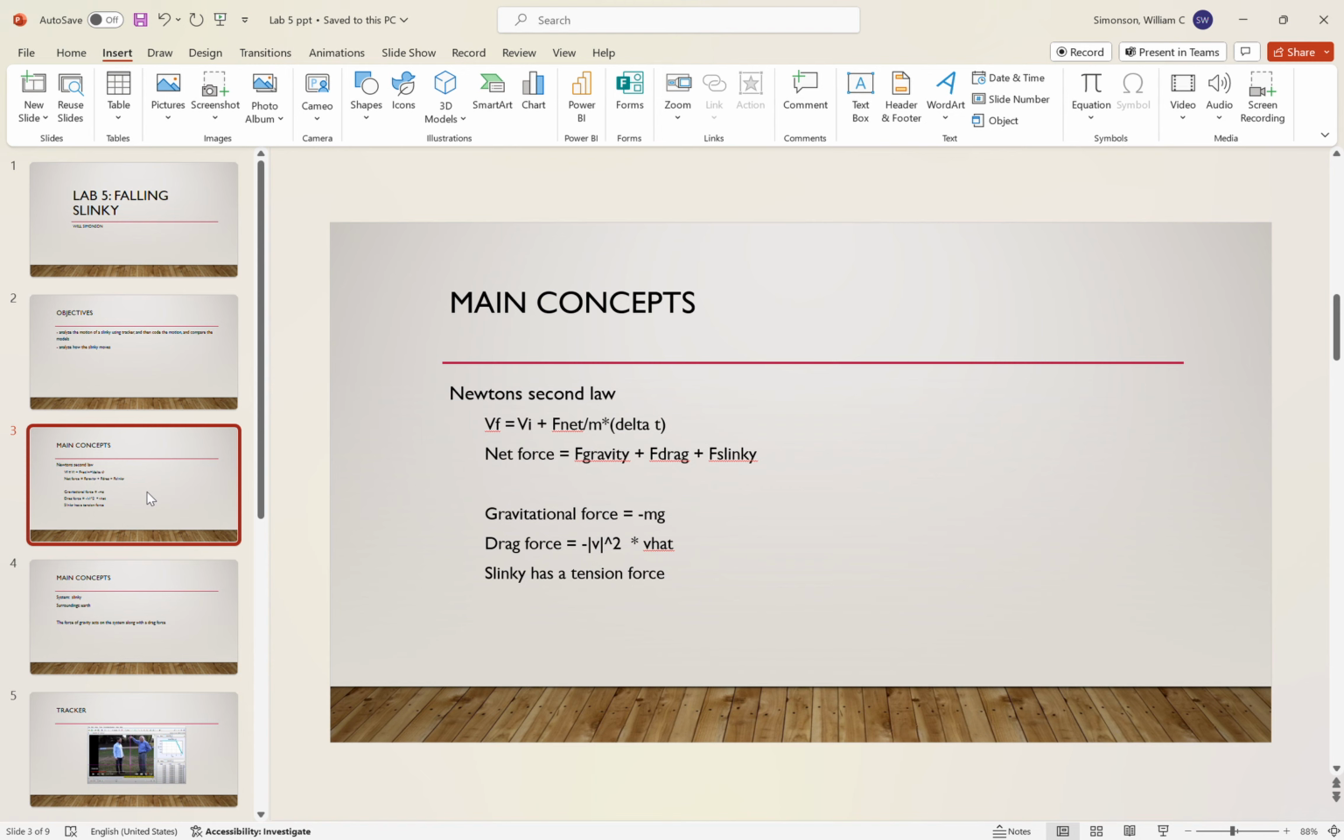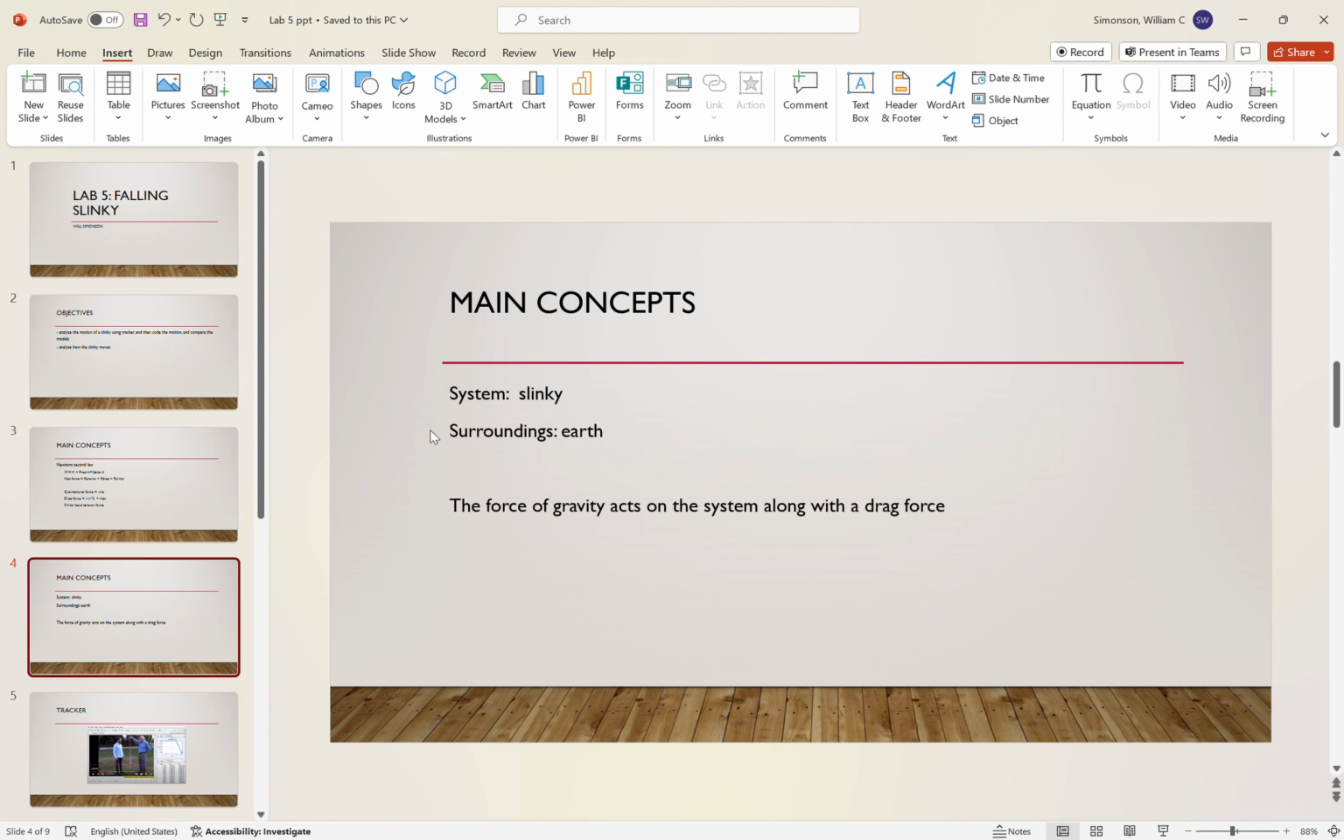The main concepts of this lab are Newton's second law, which is the final velocity equals the initial velocity plus the net force divided by mass times the change in time. And also the net force equals the force of gravity plus the force of drag plus the Slinky force of tension. Also, the gravitational force is equal to negative mg. The drag force is the absolute value of velocity squared times the v hat, and Slinky has a tension force. So the system is the Slinky, and the surroundings are the Earth, which counts as the force of gravity and the drag force.